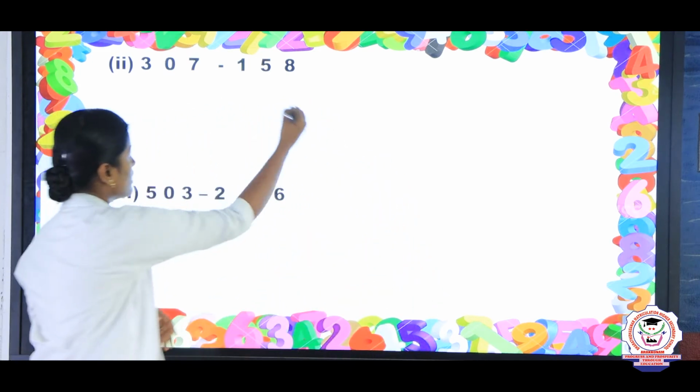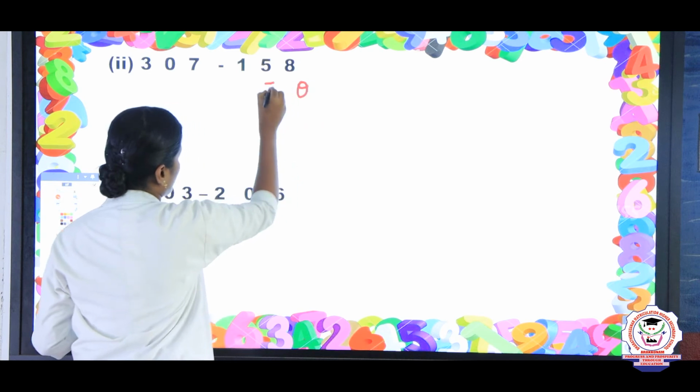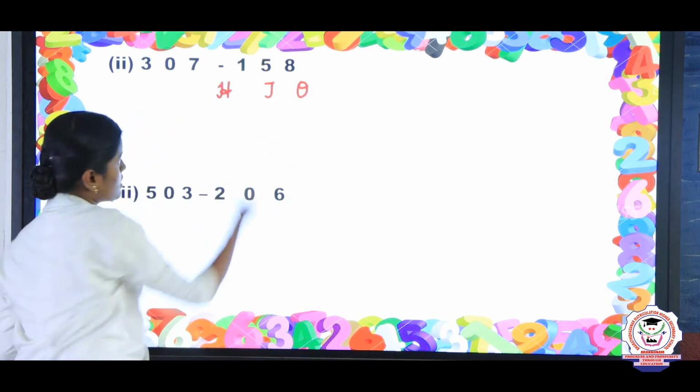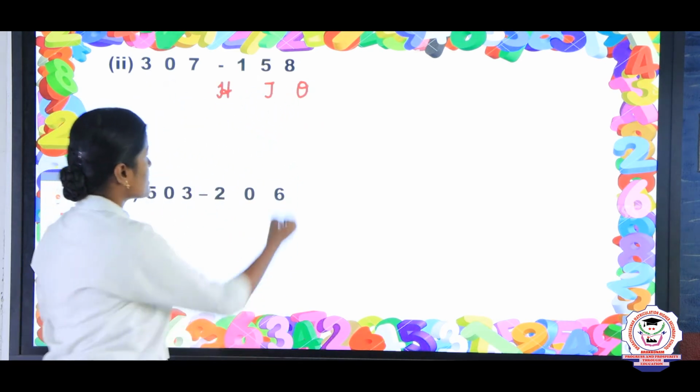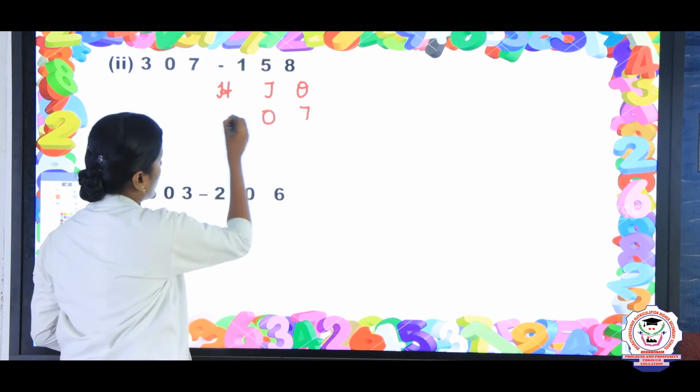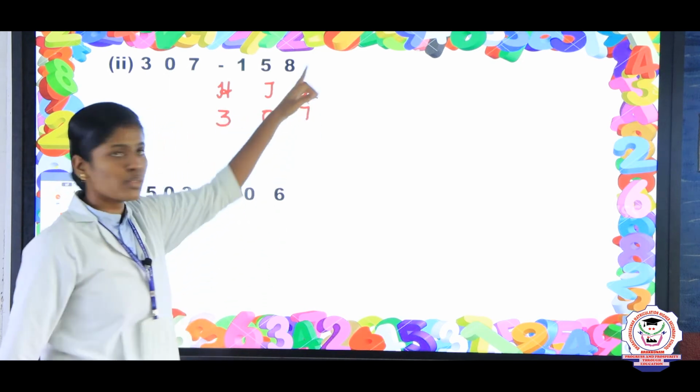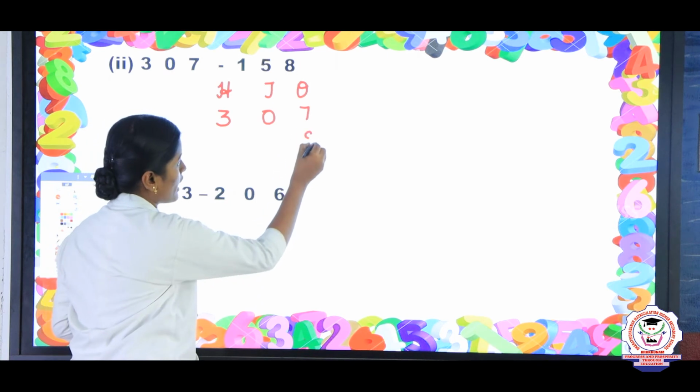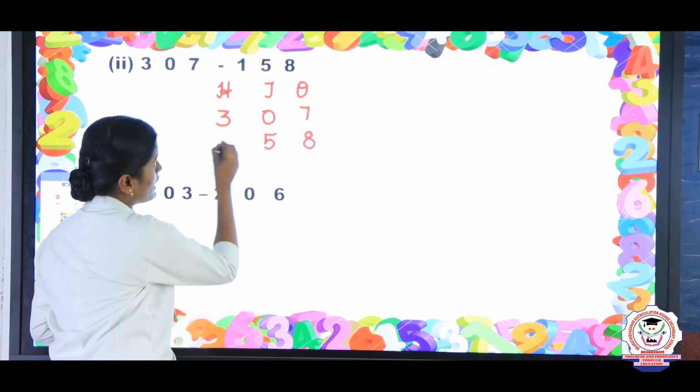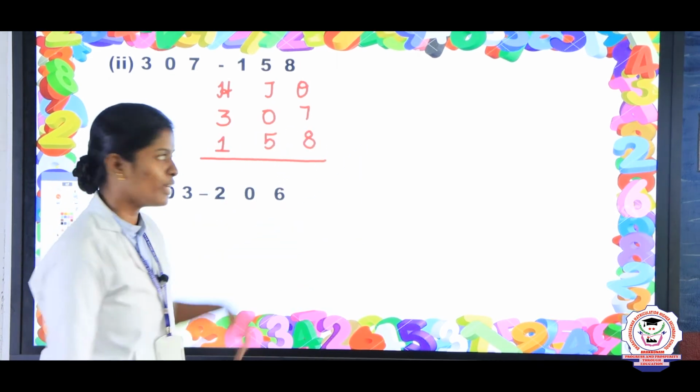The first place values are ones, tens, hundreds. So write ones, tens and then hundreds. Here the ones place values are 7, 0 and 3. Next, here the ones place values are 8, 5, then 1. So now we are going to subtract this.